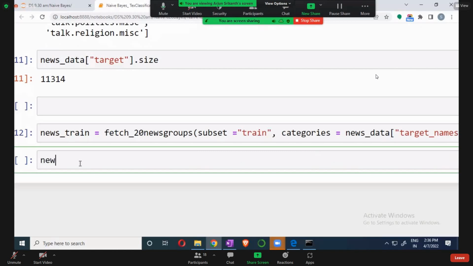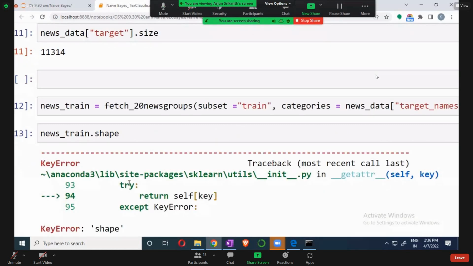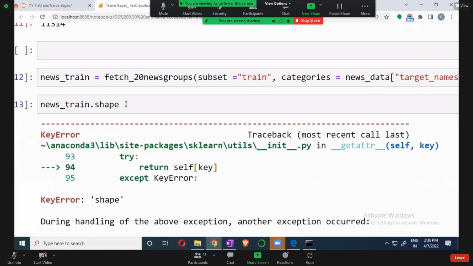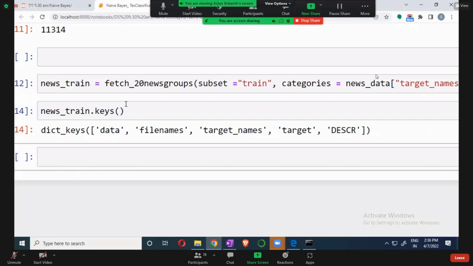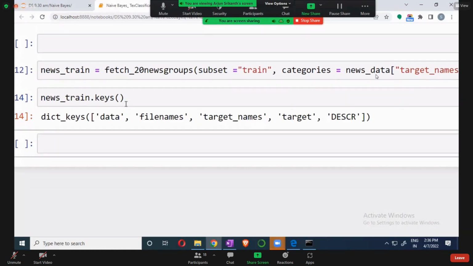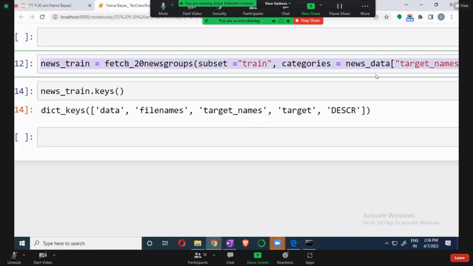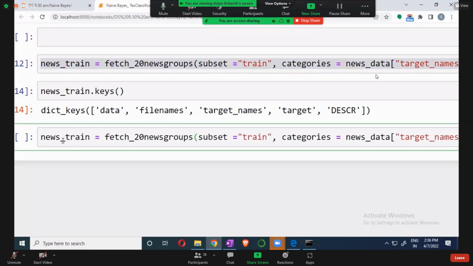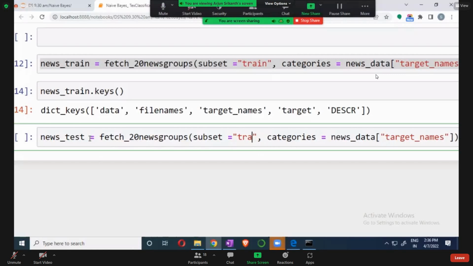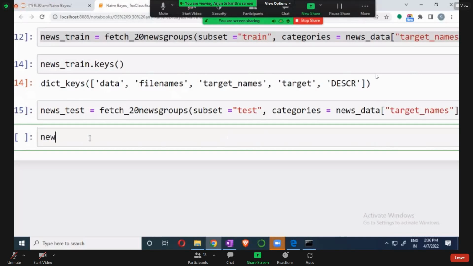So if you do this, I will get the news train. News underscore train dot shape, I will do it. What is this? Oh, it's a dictionary, sorry. Keys. For the keys, okay. Now next one, we are going to take the testing data. News test. Test. And here you give it as test, guys. Got that? News underscore test dot keys.